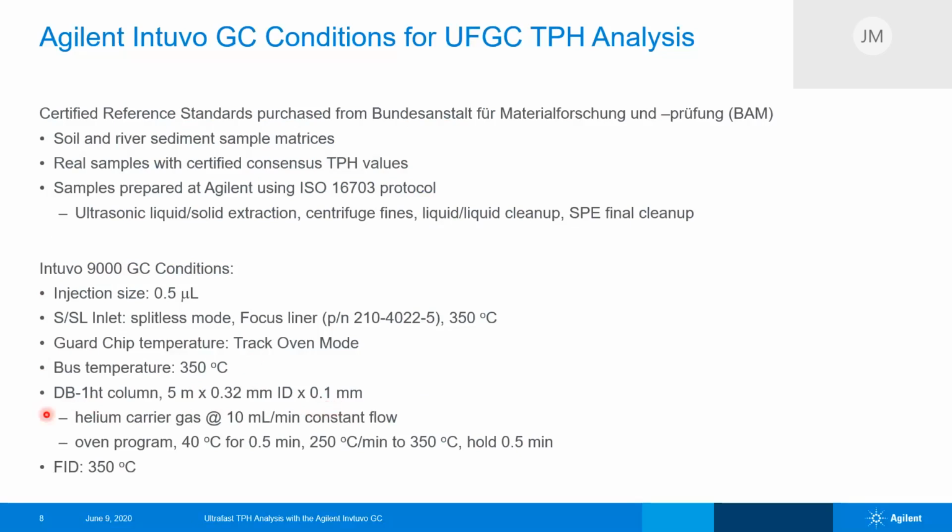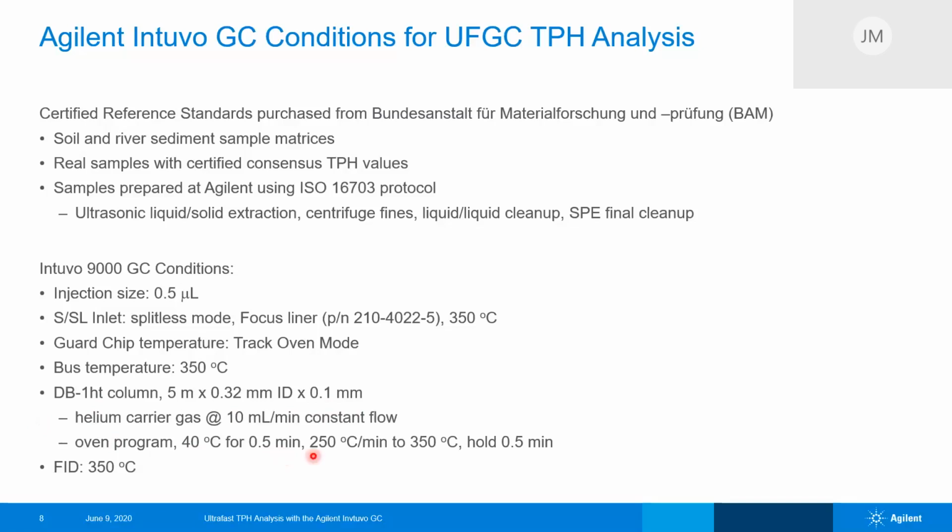And towards that, we're using our helium carrier gas at 10 mL a minute constant flow. And here's our oven temperature program. So we're starting at 40 degrees centigrade, holding that for about half a minute. This will allow transfer of the heptane solvent and then all the components from the inlet and give us a little bit of solvent focusing.